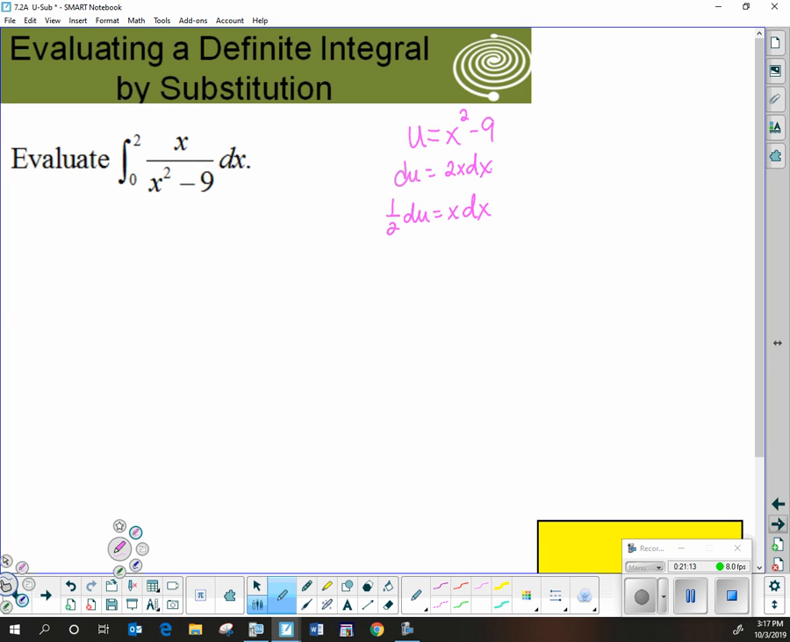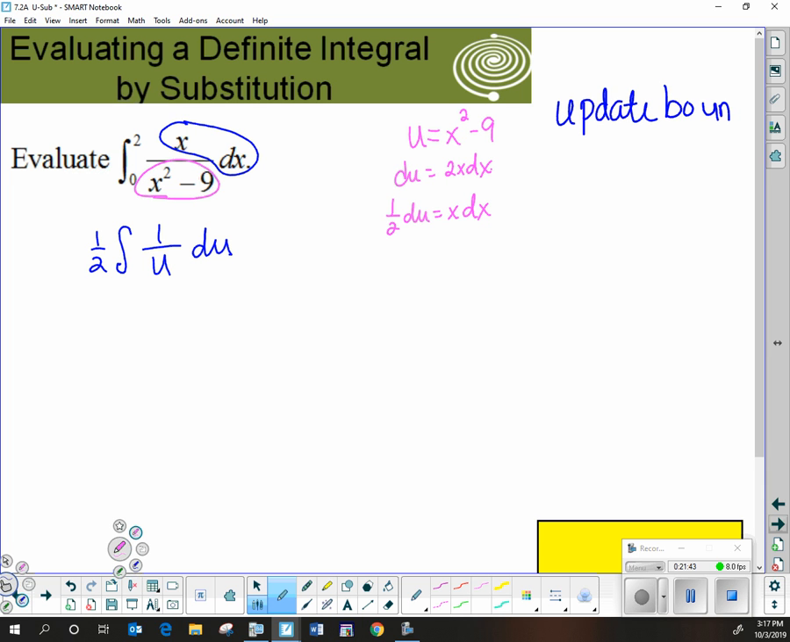Awesome. It looks pretty clean, doesn't it? So we're going to have the integral: x dx gets replaced with 1/2 du, and then x squared minus 9 was what we selected for u, so it becomes 1 over u. I'm going to update my bounds. Do you remember how to do that?